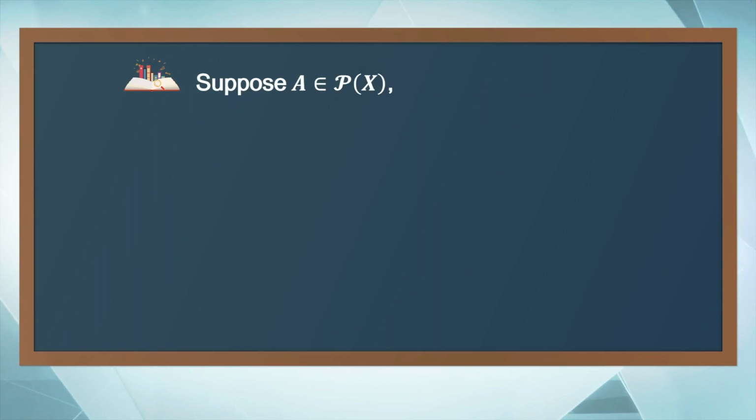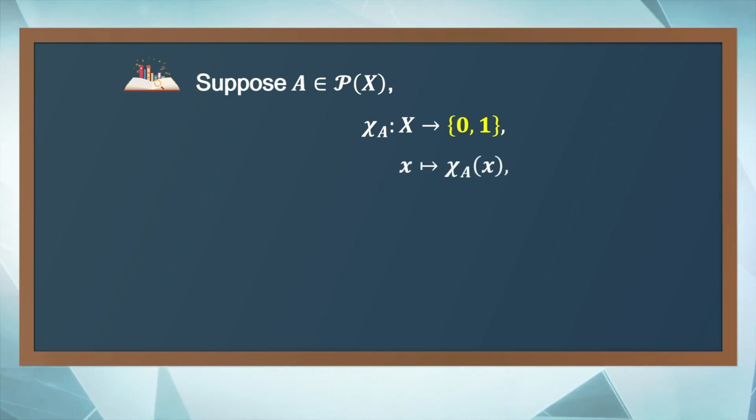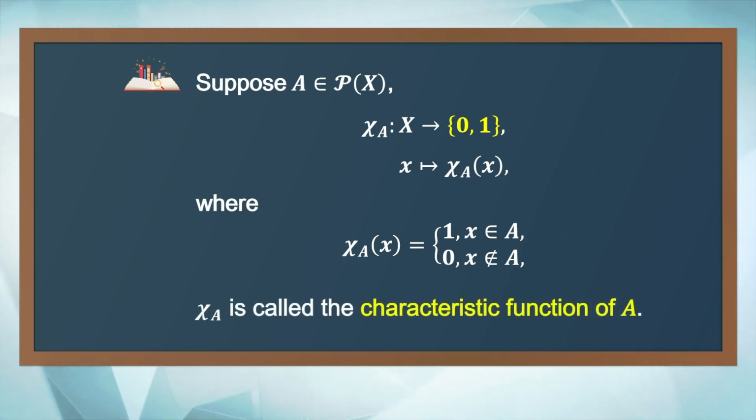The characteristic function chi sub A maps the universal set to the set {0, 1}. The domain of this function is X, and the range is the set {0, 1}. For each element x in the universal set, the image of x is chi sub A of x. Chi sub A of x equals 1 if x is in set A. Chi sub A of x equals 0 if x is not in set A. The function chi sub A is called the characteristic function of set A.